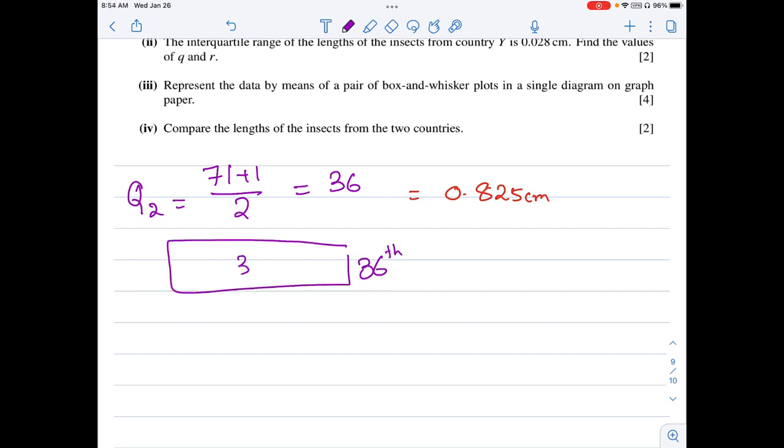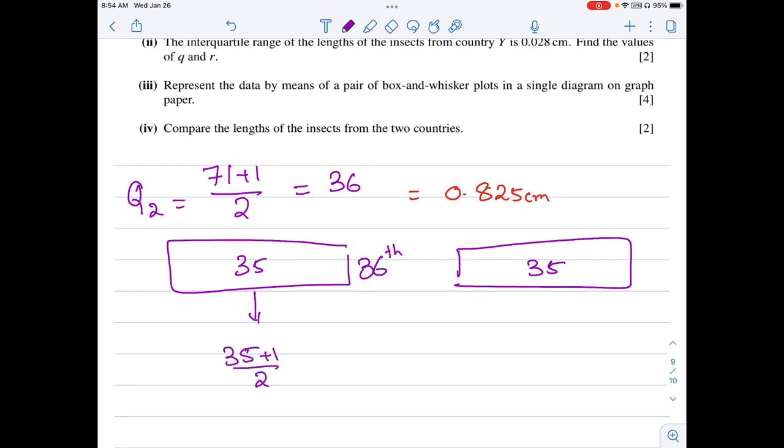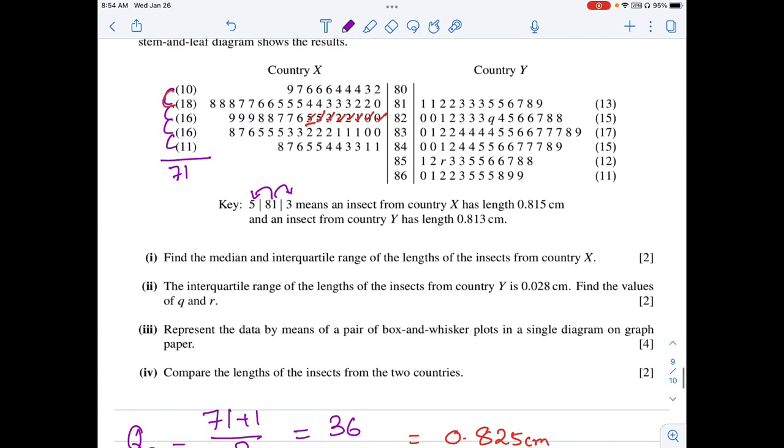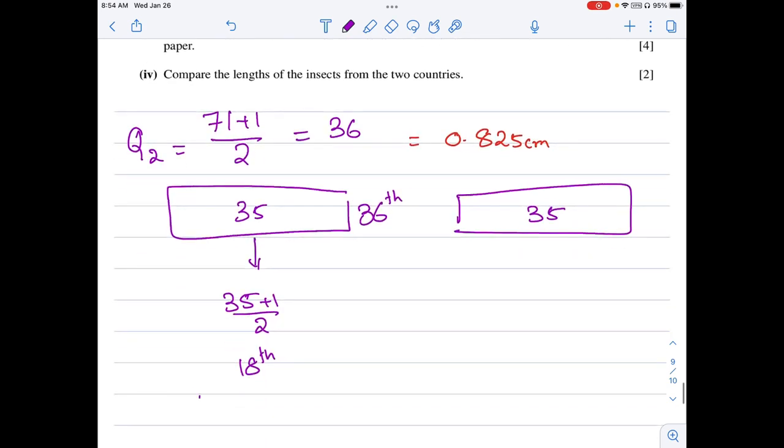Interquartile range, Q1. So we came to know that the 36th term is going to be the median. So over here I have 35 terms on my left side and 35 terms on the right side. So the middle of these 35 terms is going to be Q1. 35 is again an odd number, 35 plus 1 divided by 2, which is the 18th term. 10 are over till here, 11, 12, 13, 14, 15, 16, 17, 18. 18 is that 4. So my Q1 is equal to 0.814 centimeters.